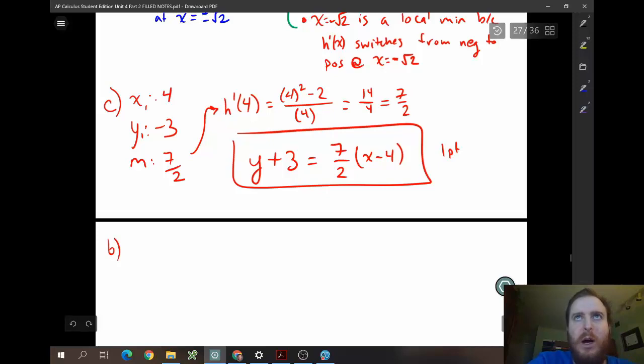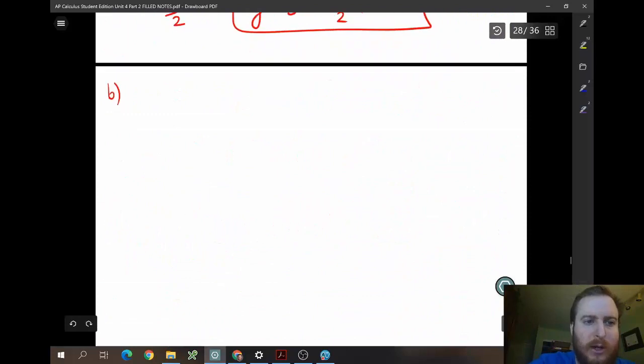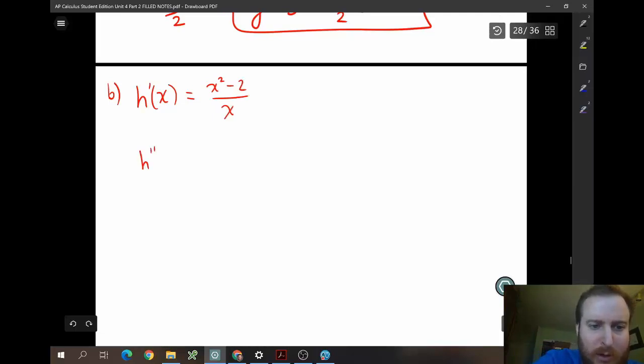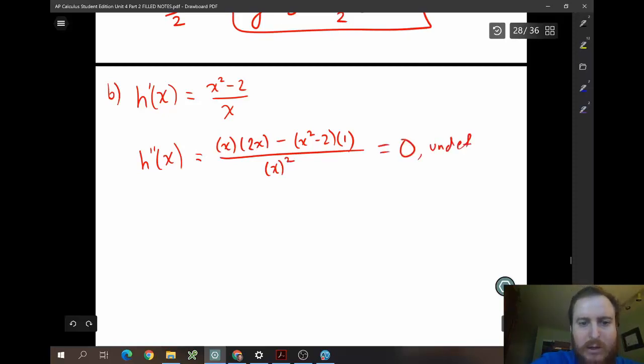So again, I skipped B. B asked, on what intervals, if any, is the graph of h concave up? So we need to make sure that we're connecting the word concave up with our second derivative, right? That's the second derivative being greater than 0. Well, before we do that, we just set it equal to 0 to find our possible inflection points. So h prime of x was equal to x squared minus 2 over x. So we're going to do h double prime of x. And so that'll be low, right? Quotient rule, d high minus high, d low, all over low squared. So we need to do quotient rule for this, and we're going to set that equal to 0 and undefined. Right? That's how we find our possible inflection points.